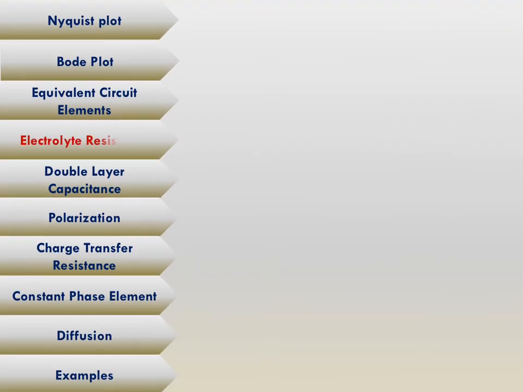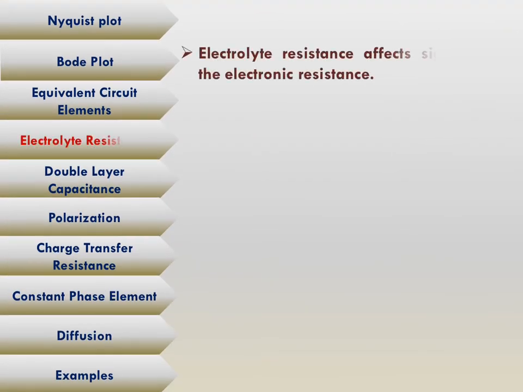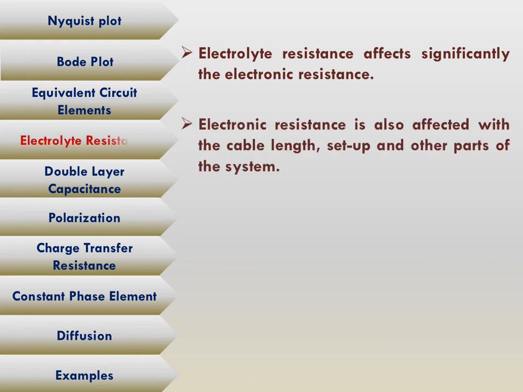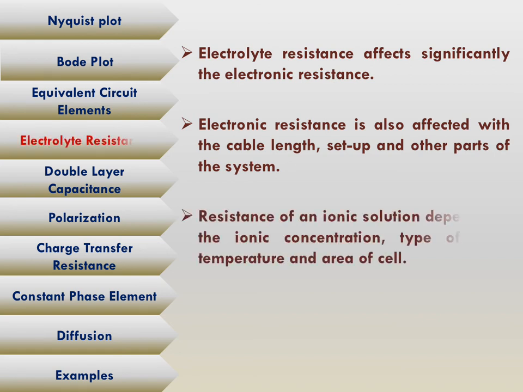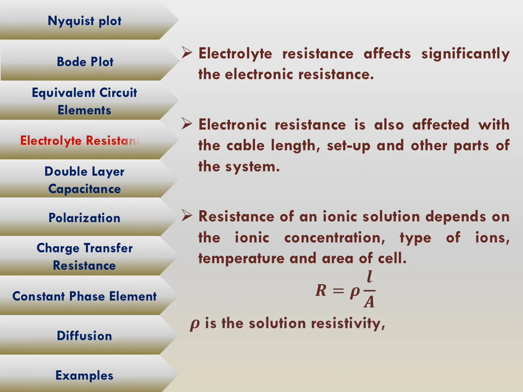Now we talk about the electronic or electrolyte resistance. Electronic resistance comes from all cables, setup and electrolyte resistance, etc. Resistance of an ionic solution depends on the ionic concentration, types of ions, temperature and area of the cell.